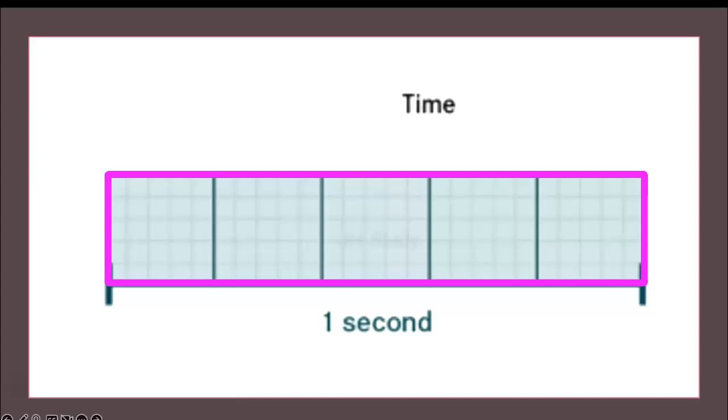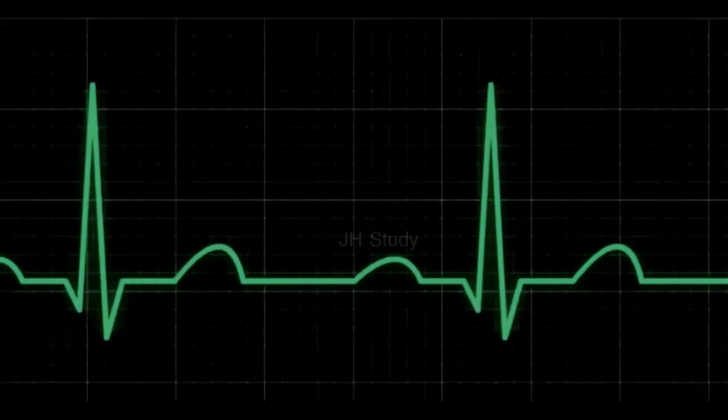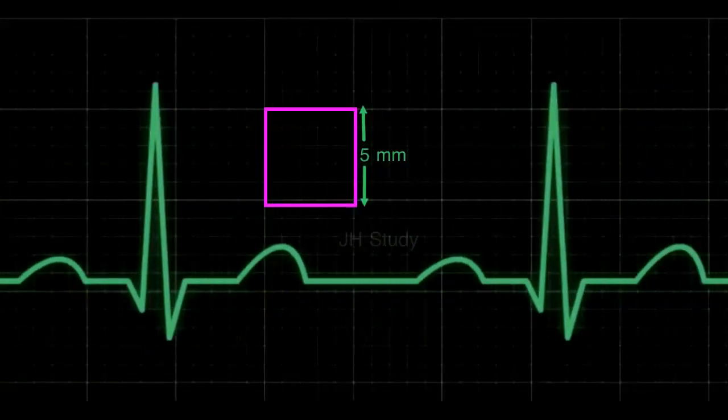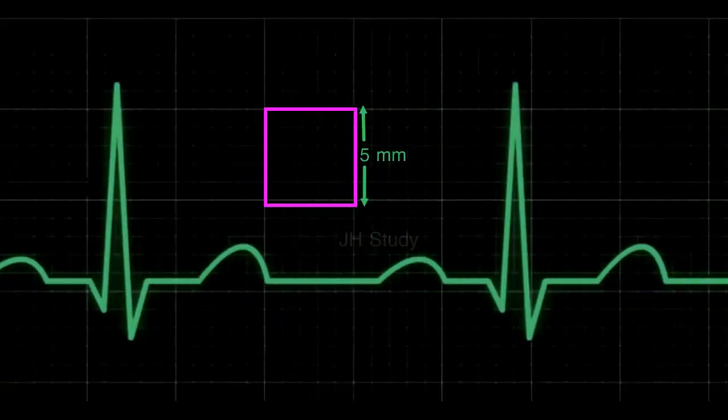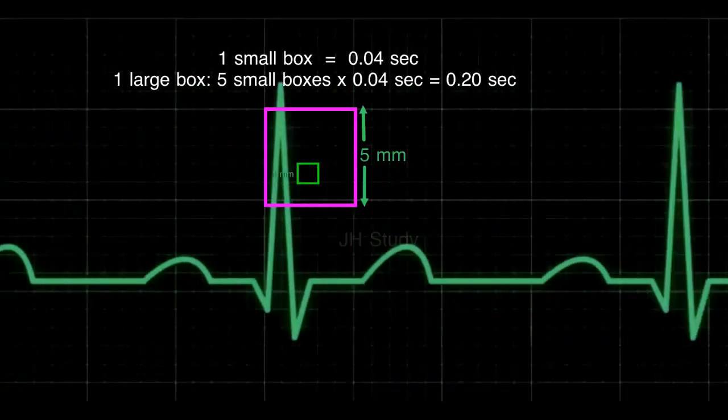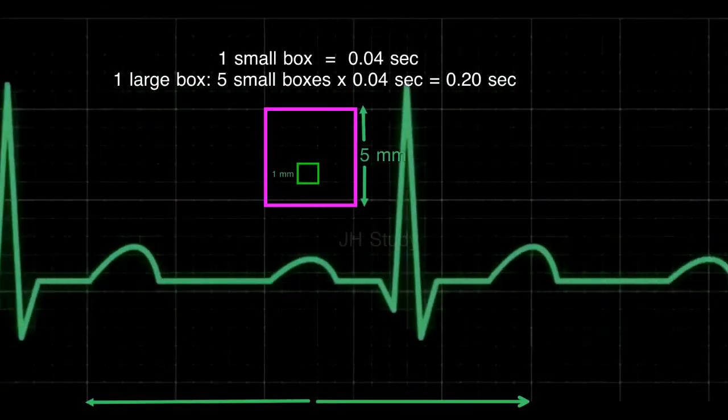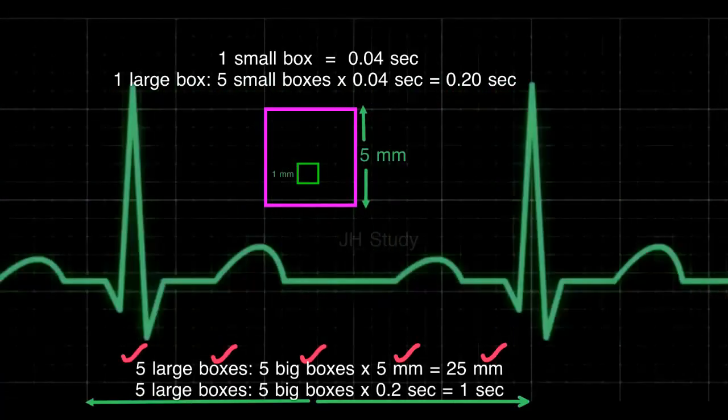Do the numbers. For 5 large boxes, it is 1 second. Let's apply this time to the actual wave of EKG. Do you see one large box is 0.2 seconds? And here at the bottom, 5 large boxes are 1 second and 25 millimeters.